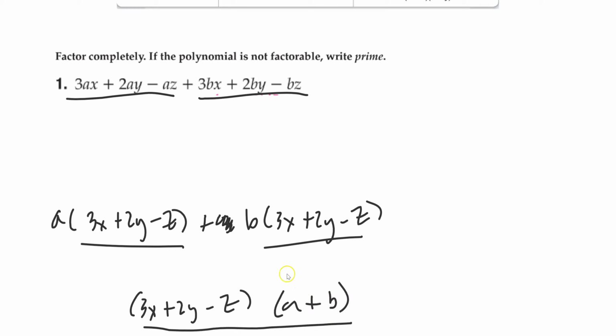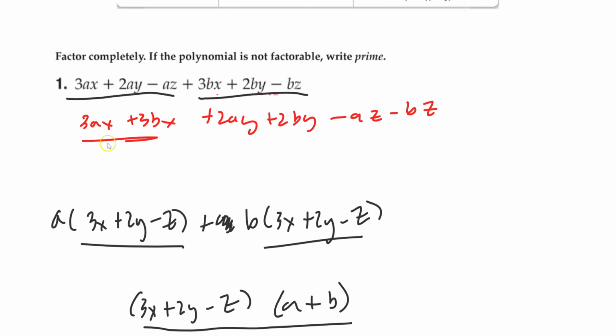So that's how you factor it by grouping. That's one way to factor by grouping, actually. There's another way you can do it too. If you rearrange it, you could pair them up. Let's do it like this so you can see it. Put everything with the 3 together, everything with the 2 together, and everything with the negative 1 together.